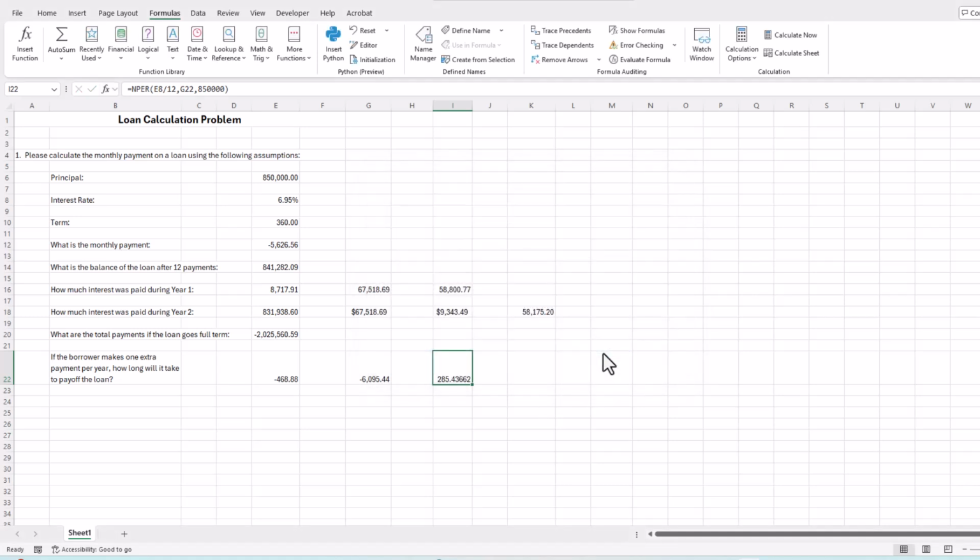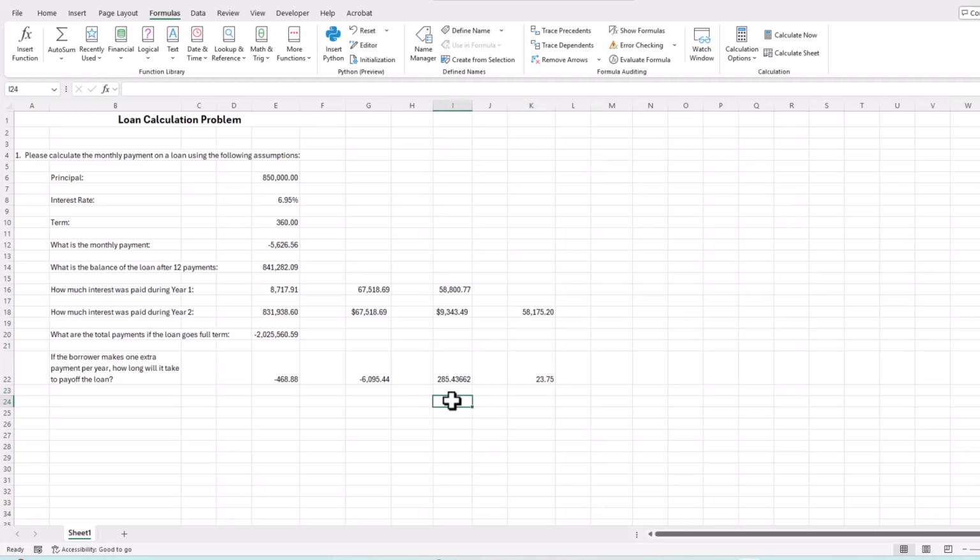Okay, so this is your answer. It will only take 285 payments and some change, with half a month's payment at the end. Okay, I'm just going to do some calculations just to show you something here. 285 divided by 12 will give me the number of years it will take to pay off the loan. That's 23 and 3/4 years, and it's paid off.